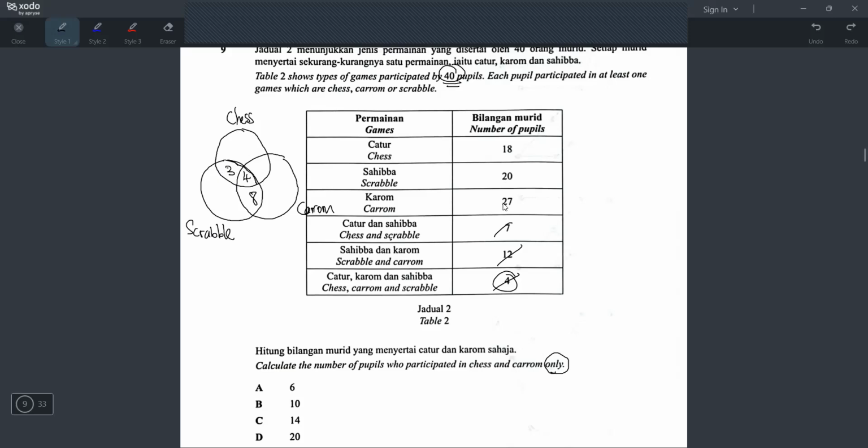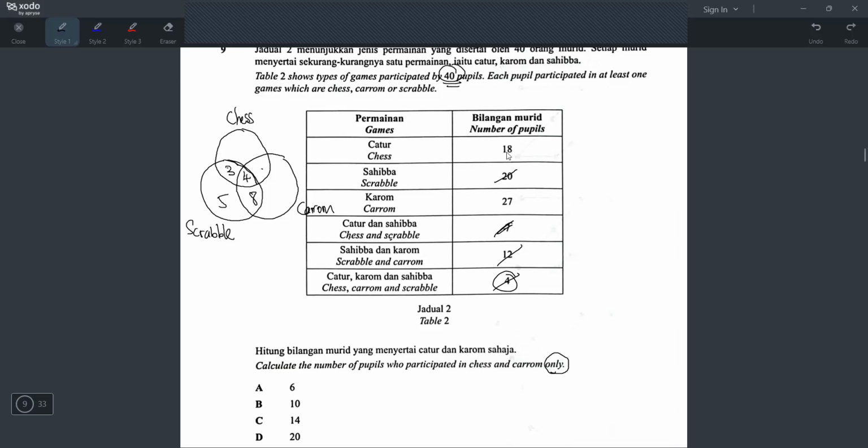Okay. Next, Carom 27. But this 27 is these 4 added together, right? But there's 2 missing here, so I cannot use the 27 now. Scrabble, I can do it. Because if you look at Scrabble, there's only 1 missing here. So to get the missing one, I just take 20 minus 3 minus 4 minus 8. So let's press calculator. 20 minus 7 minus 8. Okay, my calculator gives me 5. All right. So the missing one must be 5.